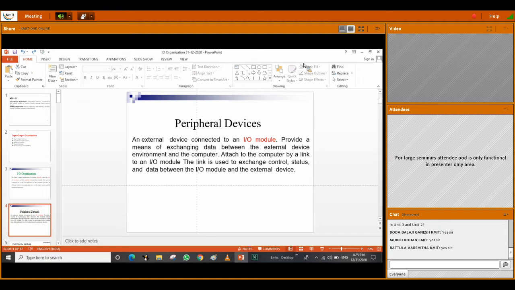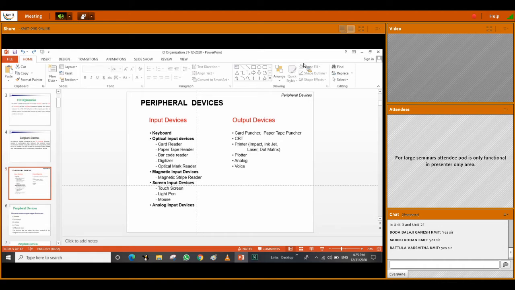That link is built in different types. So that link will be provided to the processor, nothing but the CPU, main memory, and peripheral devices. Okay, and they are attached to the computer by a link to an IO module. The link is used to exchange control, status, and data between the IO module and the external devices.